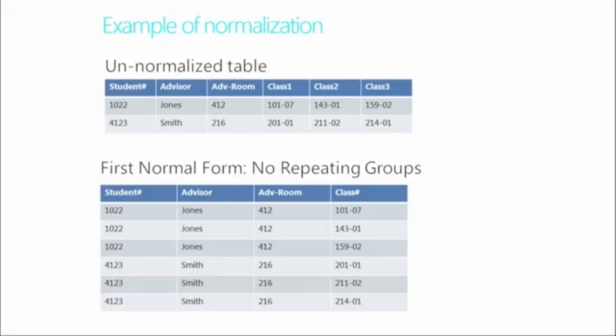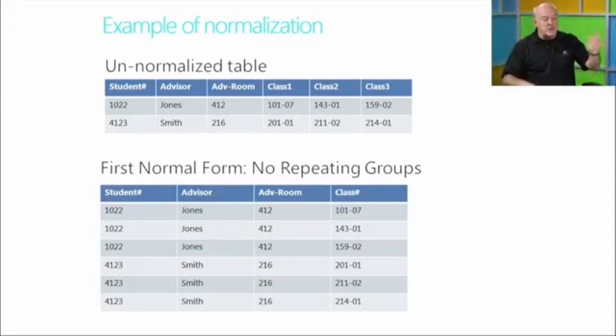So notice what we've done here. We've taken class 1, 2, and 3, which is a repeating entity, our group, and now we're going to have student 3 times. We have student 1022 with the same advisor, the same advisor room, and the same class number. So you can see we got rid of the repeating groups, but now we've got some redundancy. We're going to address that in the next normal form, the second normal form.